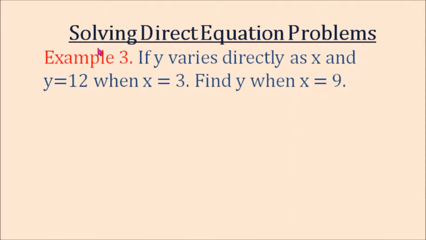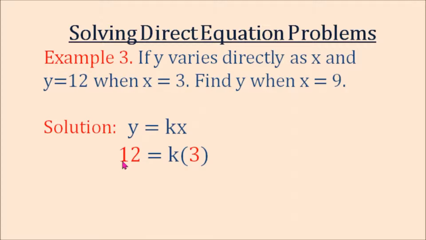The next thing that you are going to learn here is solving direct variation problems. Example number 3. If y varies directly as x and y equals 12 when x equals 3, find y when x equals 9. So first, we are going to write the equation y equals kx. Then we are going to substitute y equals 12 and x equals 3. So that's 12 equals k times 3.